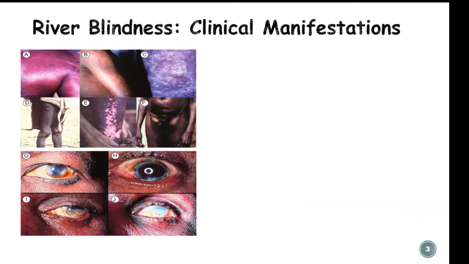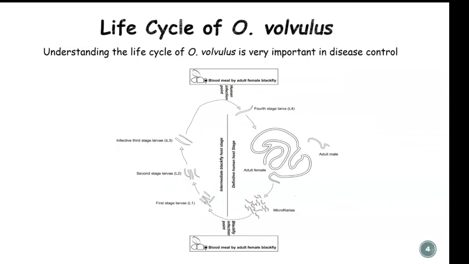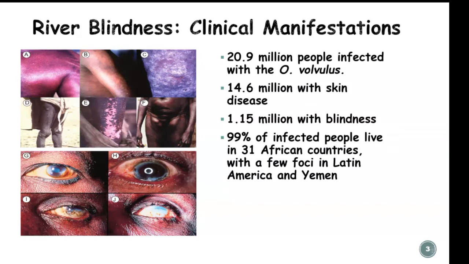So what are the clinical manifestations of river blindness? The clinical manifestations are usually skin, and then they occur in the eye. So we have 20 million people infected with volvulus, and out of this, 14.6 million with a range of skin diseases. About 1.1 million have blindness. And 99% of the infected people are in Africa, 31 African countries, with a few foci in Latin America and Yemen. Next slide.